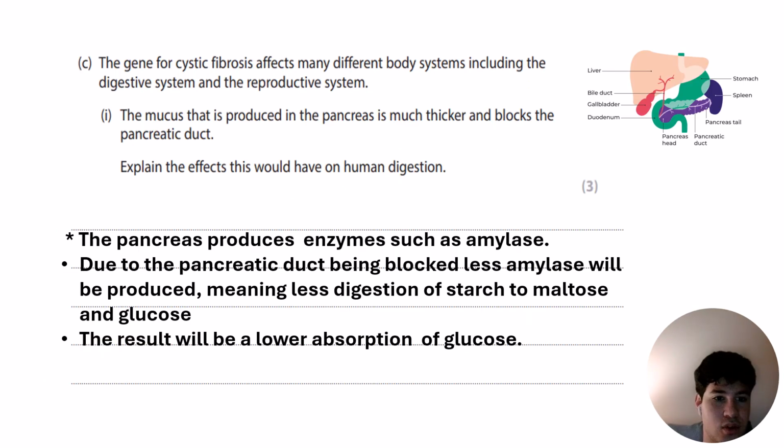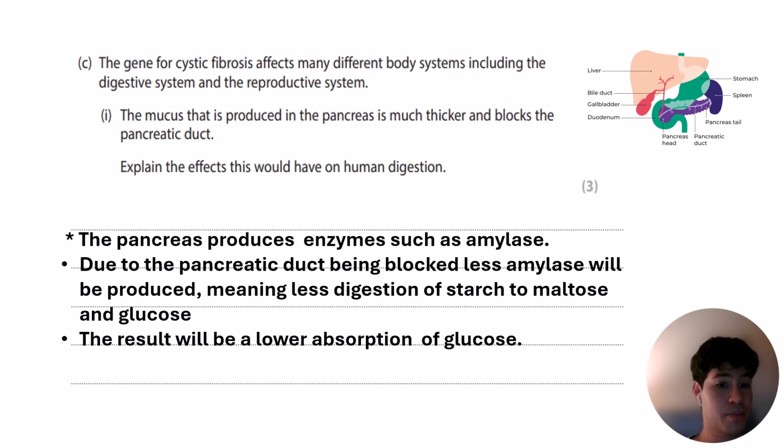Next question. The gene for cystic fibrosis affects many different body systems, including the digestive system and reproductive system. The mucus that is produced in the pancreas is much thicker and blocks the pancreatic duct. Explain the effects this would have on human digestion. So this question assumes that you know the functions of the pancreas. Now you have to apply your knowledge of the pancreas to human digestion.